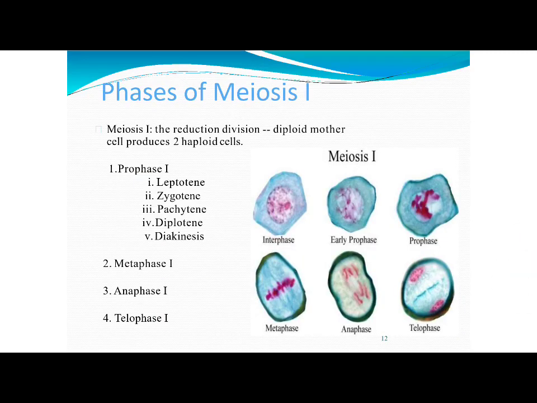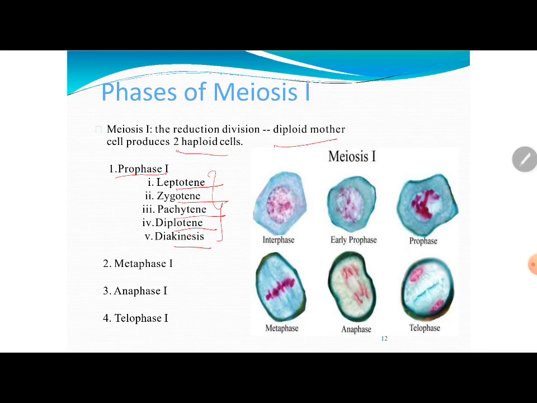Now we come to the major part, which is phases of meiosis. So meiosis, the reduction division. Meiosis 1 is the reduction division where the diploid mother cell produces 2 haploid cells. So in this, I told you, right, prophase 1 is the longest phase because that phase is divided into 5 substages: leptotene, zygotene, pachytene, diplotene, diakinesis.